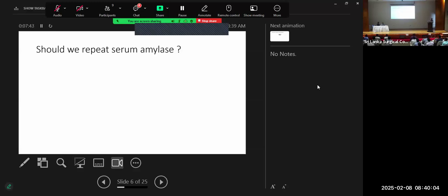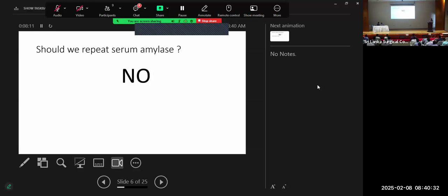I'm very happy to see a lot of no's in the audience, because even today I'm seeing lots of diagnosis cards with repeated amylase by surgeons, physicians, and all the categories. We do not have to repeat amylase. It is only for the diagnosis. It does not predict the severity. It does not predict the outcomes or the prognosis.